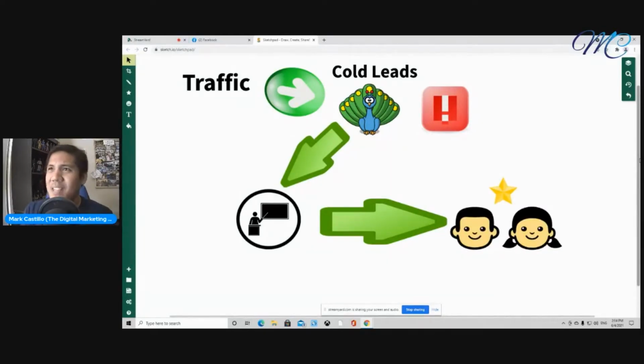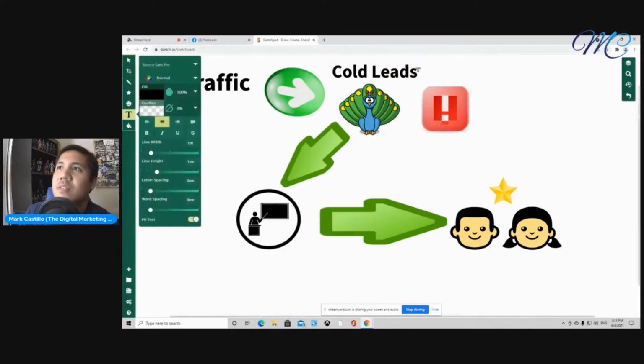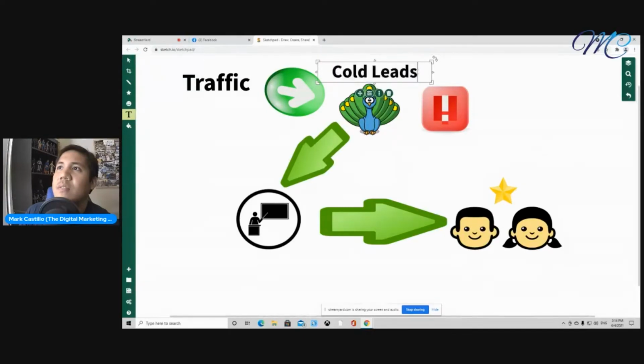And so with these cold leads, this little image that I have right over here symbolizes that these leads have problems. So I'm going to add to this: cold leads with problems.